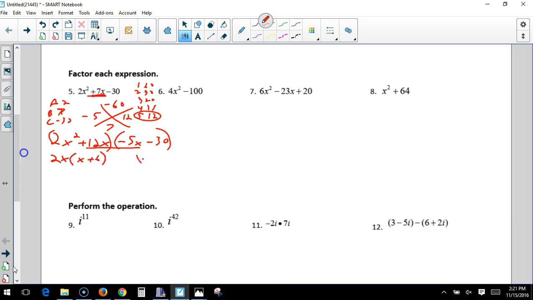I get to cheat. I get to say, hey, I know this has to be x plus 6 because this has to be the same. So what do I divide by now? This helps me decide whether to divide by a positive 5 or negative 5. And it's going to be a negative 5.